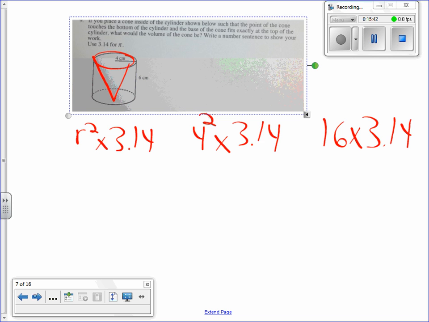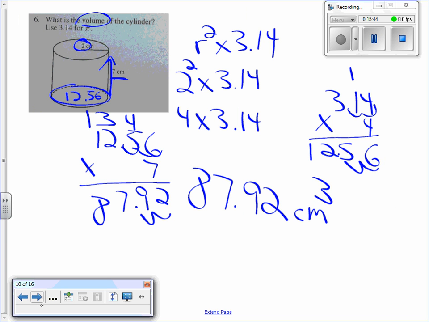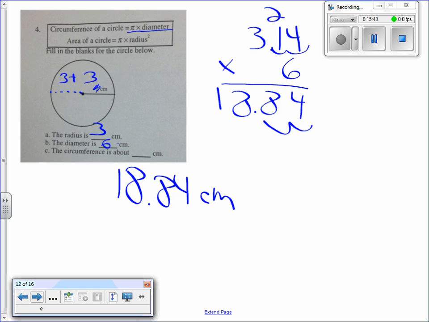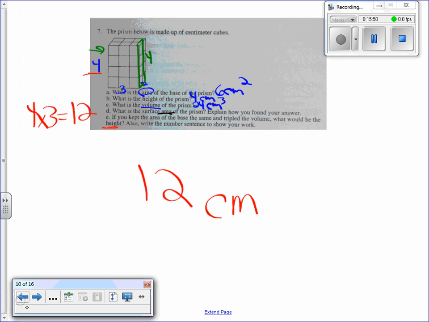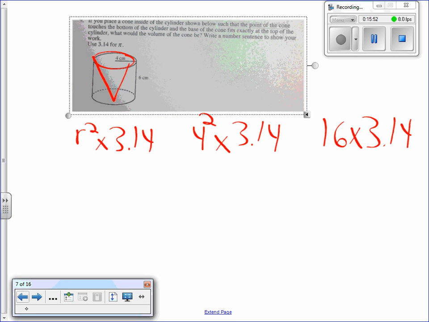I believe I had already solved this. 16 times 3.14. Have I already solved this so I don't have to do it again? Oh, well, I just get to do it all over again. I'm so excited. 3.14 times 16.